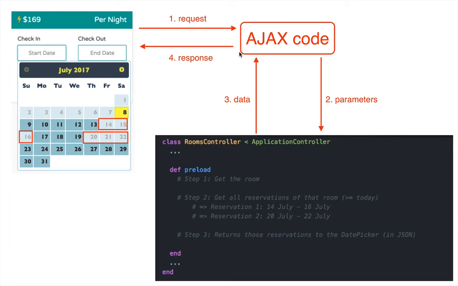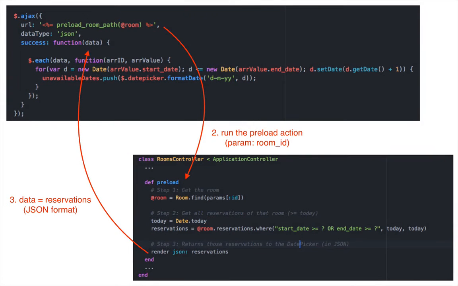And from here, we're going to go to step 4, where it returns all the reservations back to the date picker. So that's why in the date picker, it's going to disable all the reservations. So for example, we've got 2 reservations, 14 to 16, and the other one is from 20 to 22. So that's why you can see those dates are unavailable. And here is what the code looks like.